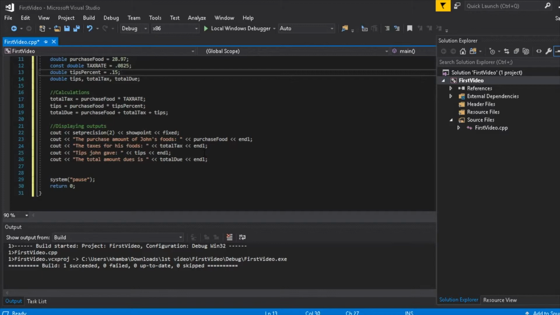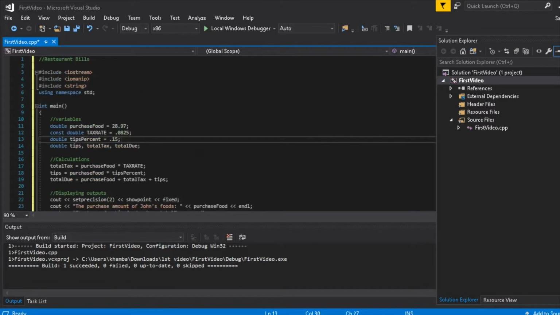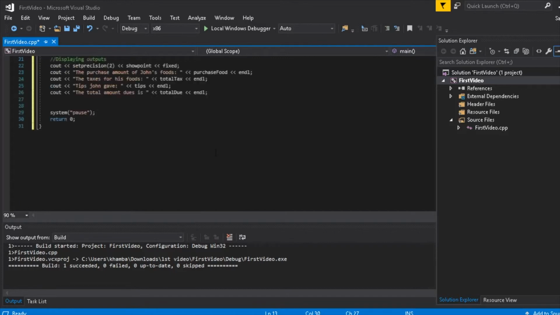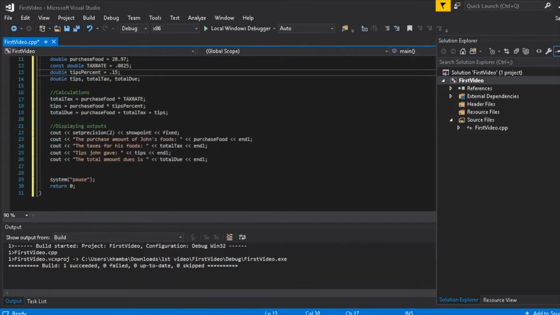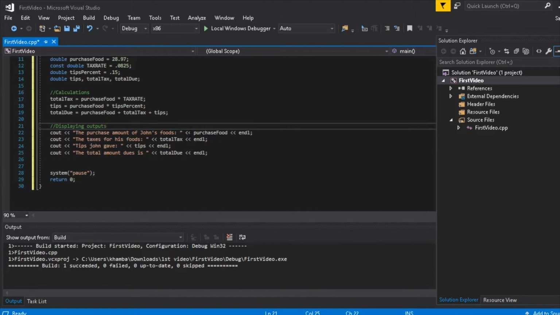In order to do that, we need to use cout, and cout comes from iostream. We need to have iostream to do cout. Okay, so let me erase the first one. I will explain this later. Okay, cout is the purchase price. You can write this any way, but I wrote it in a more organized way.